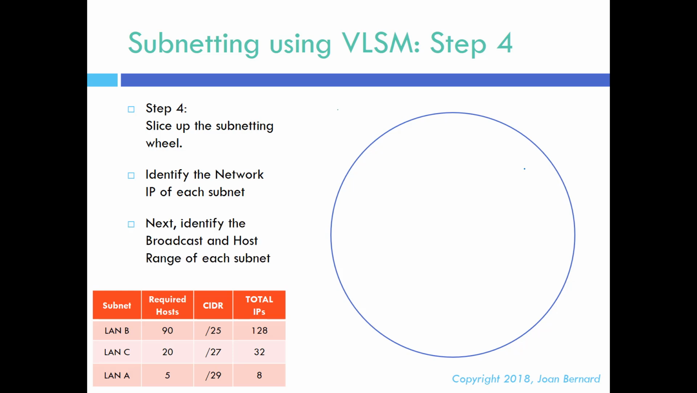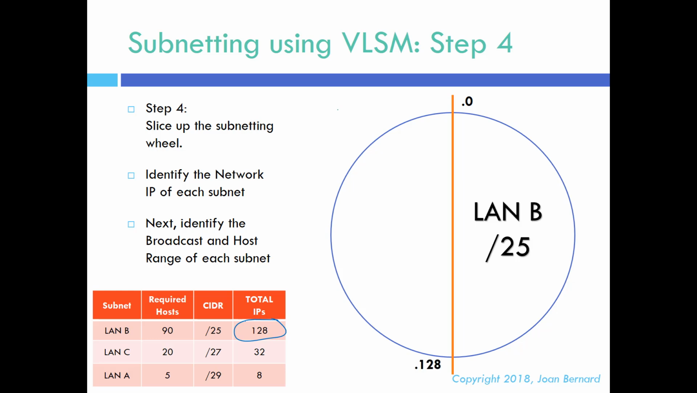And then we'll fill in the broadcast and host range for each subnet. So let's take a look. We have our /24 wheel in front of us. I know that LAN B is going to be a /25 because we've already determined that. So we're going to give all of the IP addresses on that side of the wheel, the first half, to LAN B. It starts at .0 for its network. Now, we know that LAN B has a total of 128 IP addresses. So I add 128 to the network IP of .0 and I get 128. 0 plus 128 is 128. So that gives me my starting point for my next subnet.